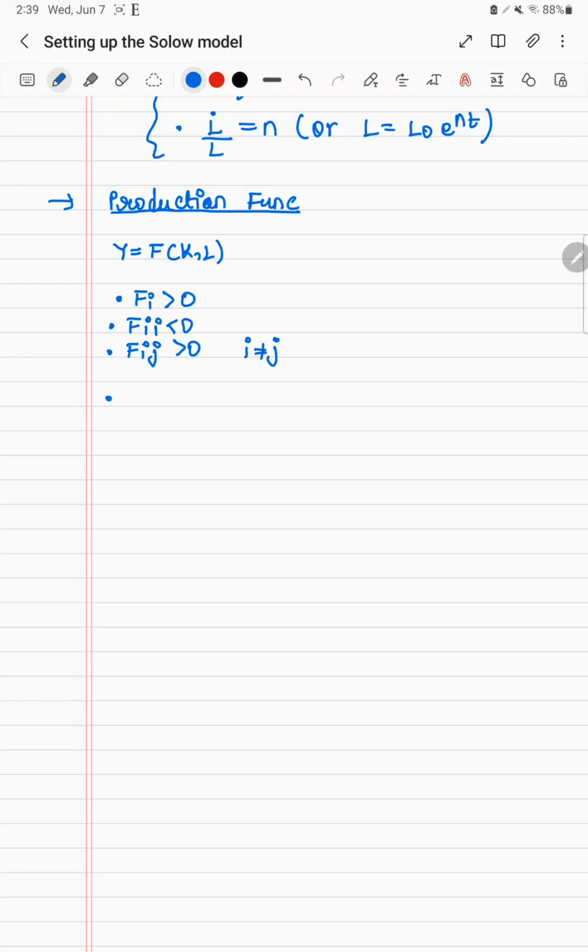Then you have F(0,L) = F(K,0) = 0. Right? This is called essentiality of factors, which means without L or K you cannot produce any output at all. Right?